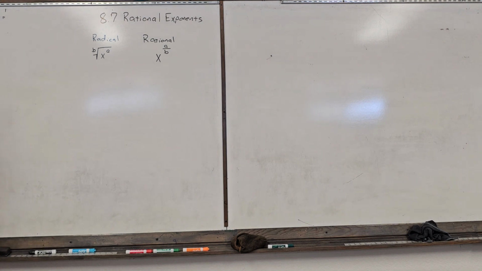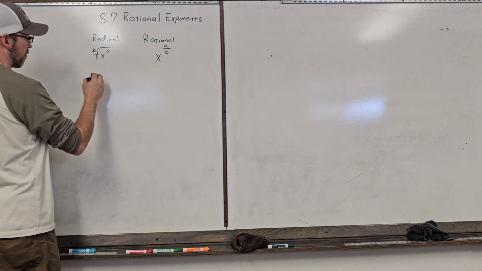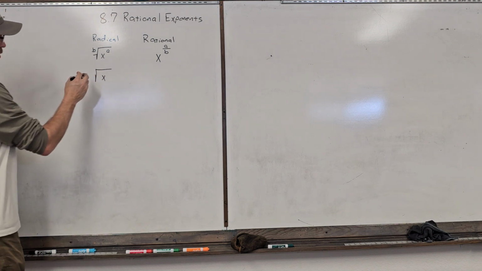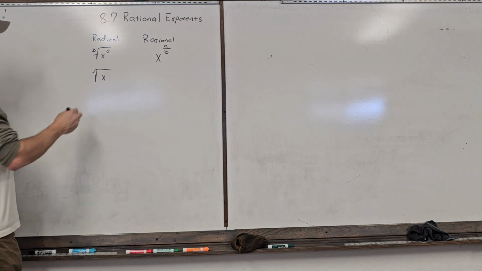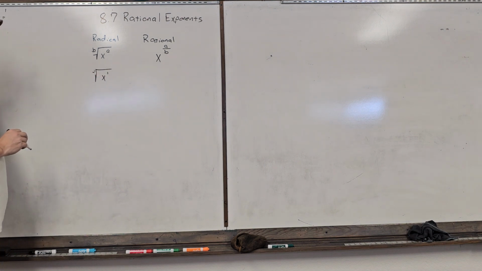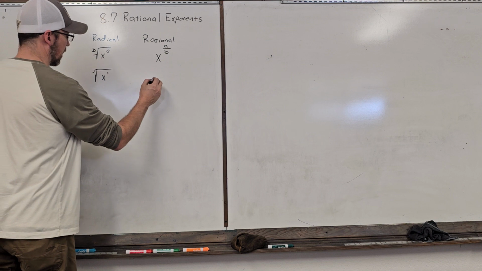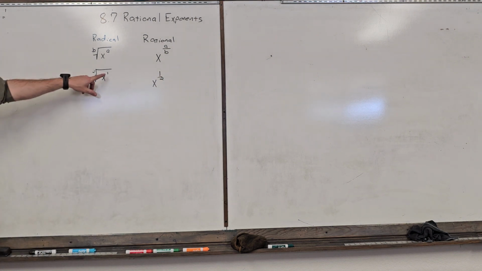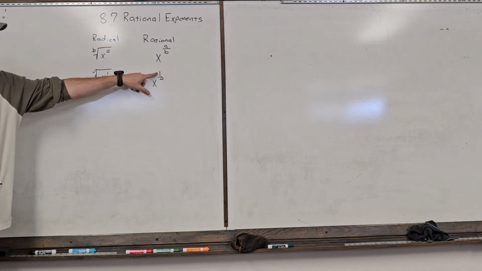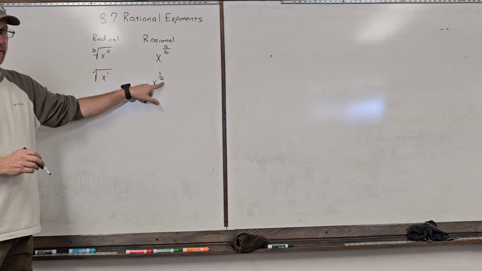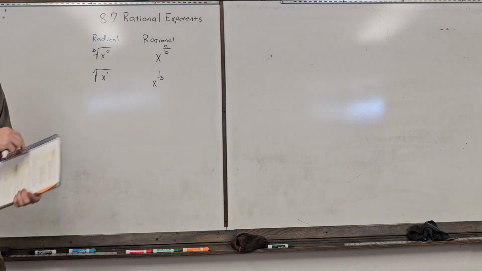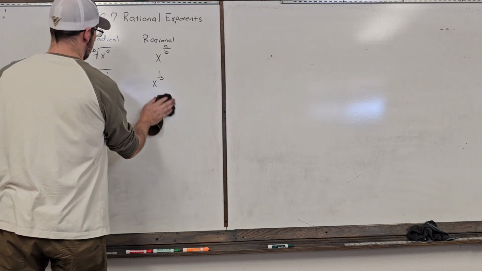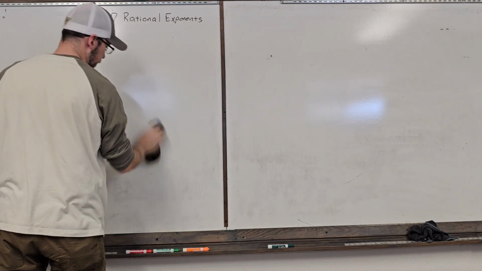So what that would look like is if I have the square root of x, I have to know that there's an understood 2 for an index and an understood 1 for an exponent. That would be the same thing as x to the 1/2. So the exponent goes on top, the index goes on bottom. That will help us when it comes to multiplying certain radicals or reducing them. So let's see what it's going to look like.